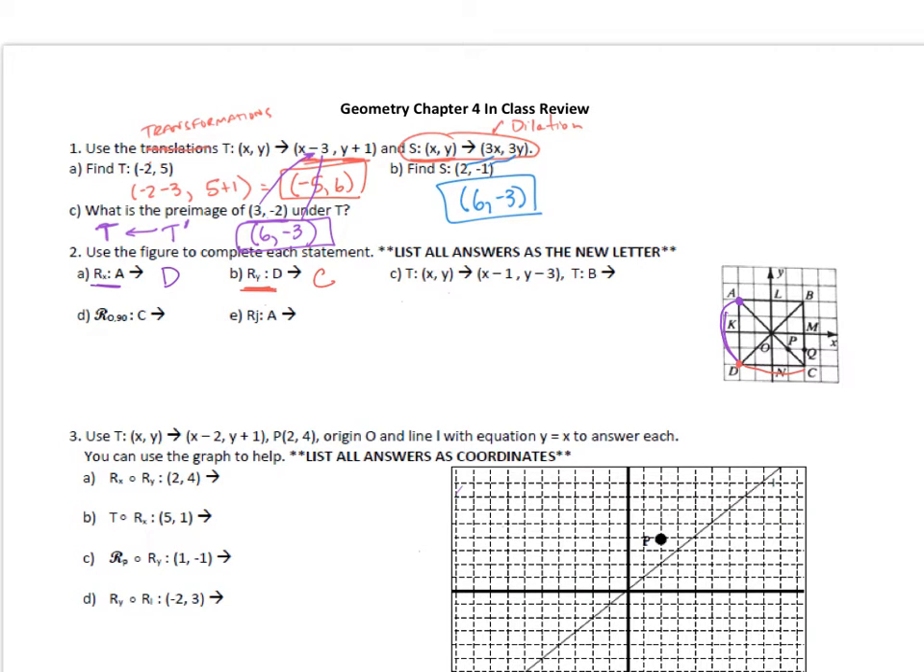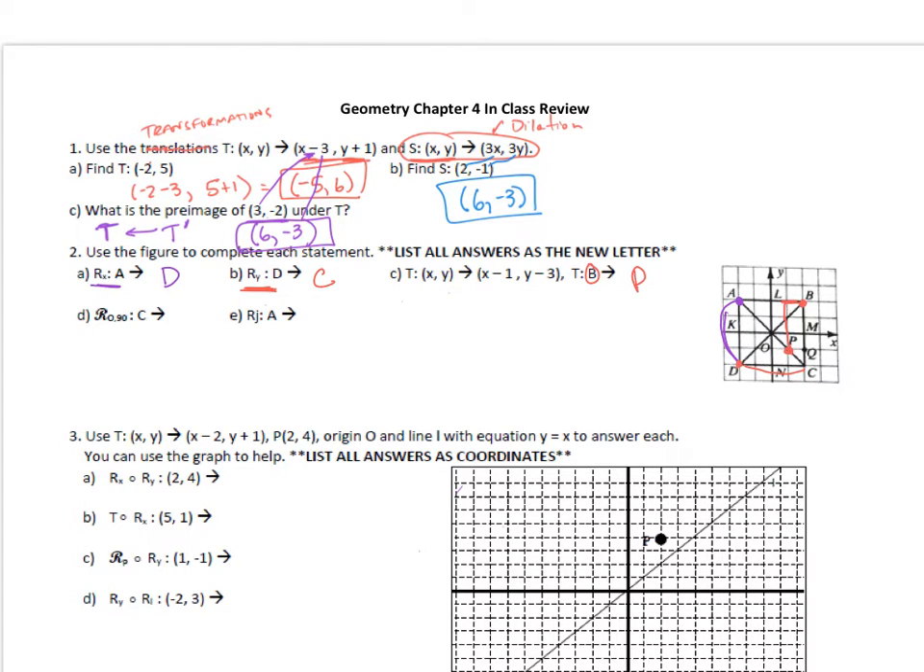The next one asks me to do this transformation: x minus 1, y minus 3. So I'm going to use B and find out where that ends up. If here's point B, I'm going to go x minus 1, so I'm going back 1, and then y minus 3: 1, 2, 3, down 3. I end up at point P.